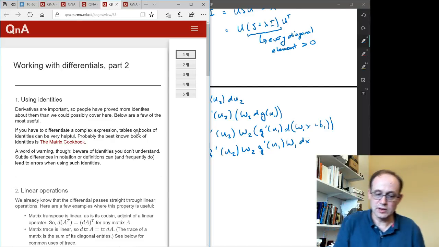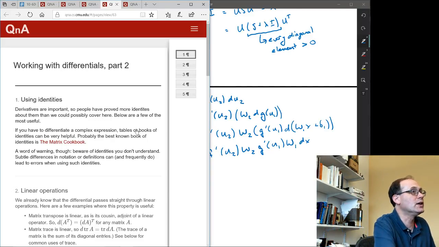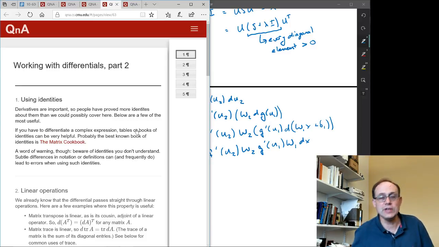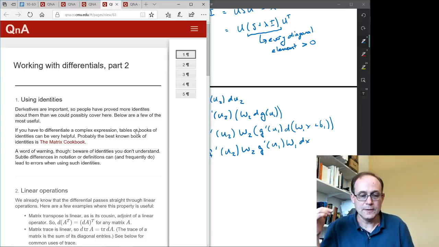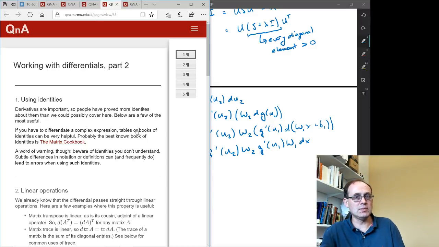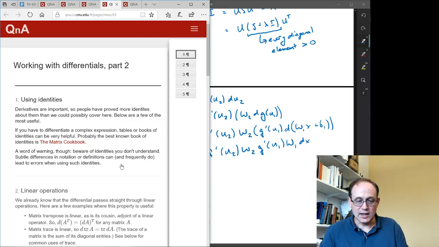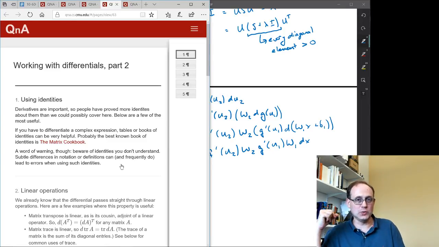So the last thing that we will probably have time for today, we'll see, is this: I gave a bunch of rules so far for working with differentials, and those are the key ones. They're the most important ones to remember. There are a lot of other identities that involve derivatives and differentials. And so rather than trying to memorize all of them, it's good to just look them up in a table. The most common table that people use is called the matrix cookbook.